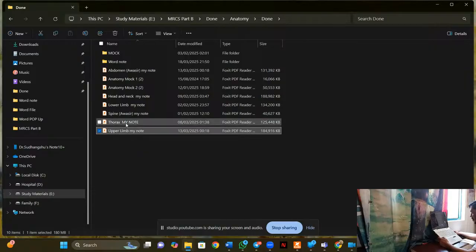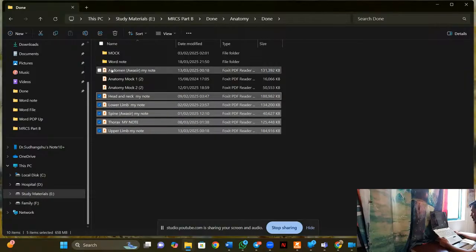Upper limb, thorax, spine, lower limb, head and neck, abdomen.